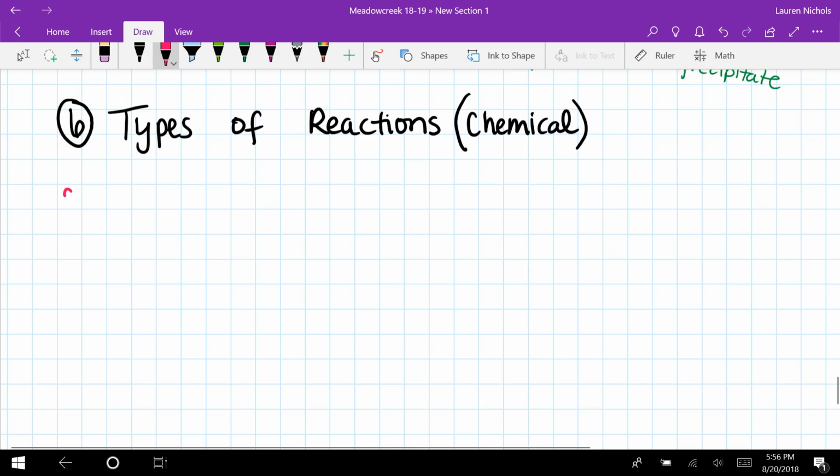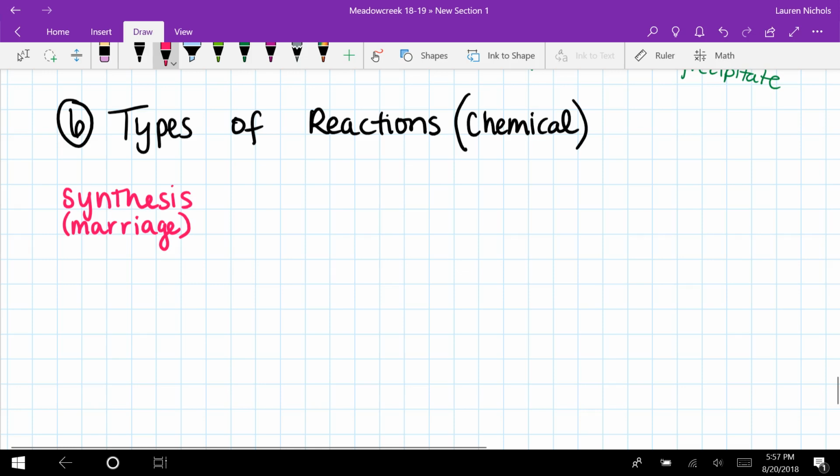So the first type is synthesis. Now, a synthesis reaction, I give the nickname marriage. But it's important to remember that while the nicknames are helpful to help you remember what you should be looking for and what is happening, they're not going to be on your test.